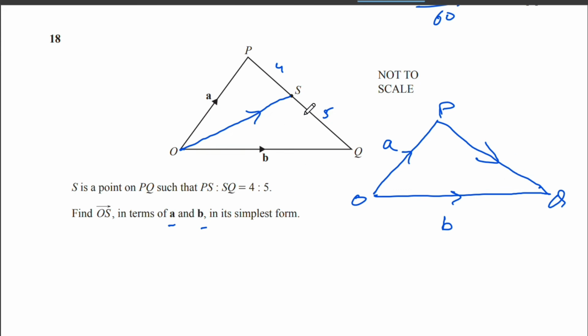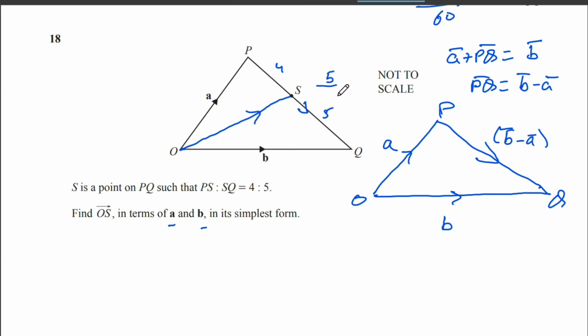We see that OP and PQ are in continuation and OQ is in the opposite direction. So that means OQ or B is the resultant of these two vectors. So we write vector A plus PQ equals vector B. So PQ will be basically B minus A. Now from the diagram, we can find SQ. SQ will be 5 by 9 because the total is 9, 4 plus 5 is 9. So SQ vector is 5 by 9 of B minus A.